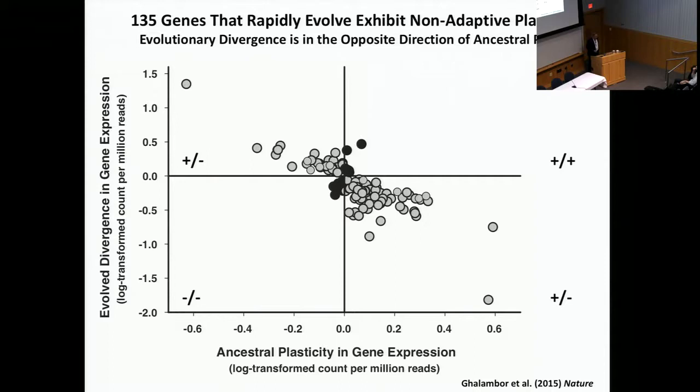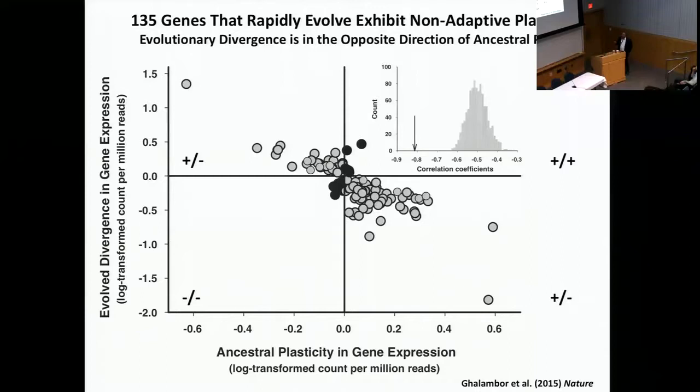When we look at the pattern of plasticity in these rapidly evolving genes, they mostly show a non-adaptive pattern, similar to what we saw earlier today. And this correlation is much greater than you would expect given the underlying structure of the data using a permutation test. So our interpretation of this is that non-adaptive plasticity, again, is resulting in stronger directional selection.